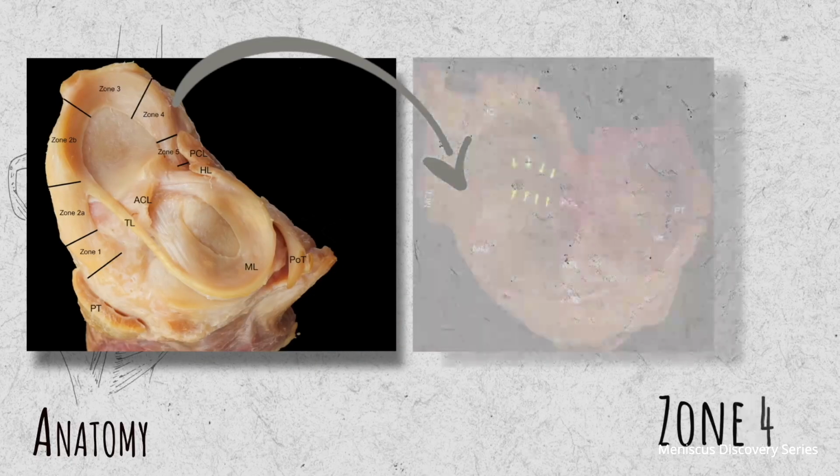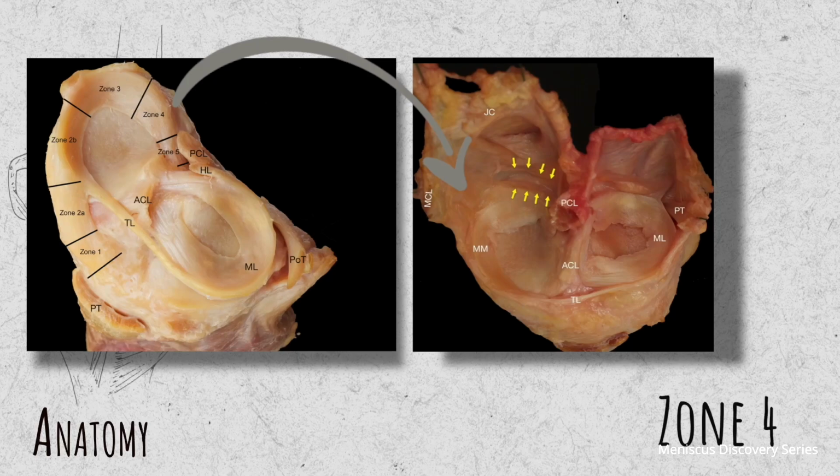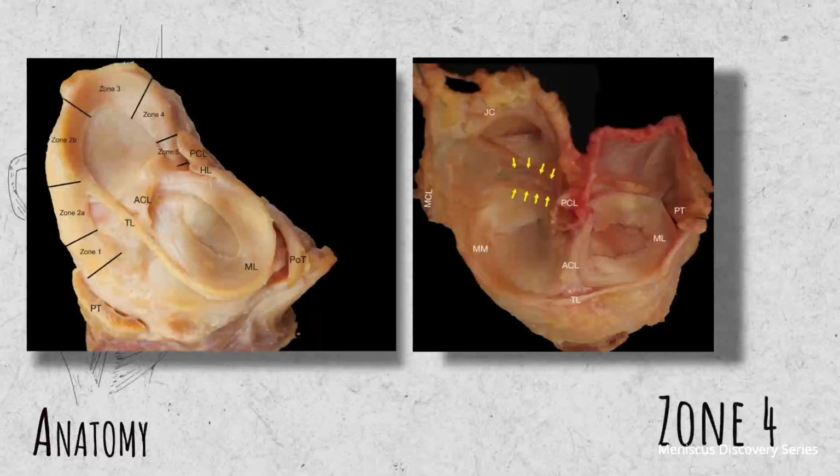Let's go to the next area, zone 4. This is very interesting. Why? Because this is the most problematic zone in the medial meniscus history, not the anatomy. It is full of degeneration, the most injured part of the meniscus. Why? Well, my theory is because of the very special anatomy of this part. First of all, zone 4 starts at the posterior border of the MCL and runs until the posterior root of the medial meniscus.